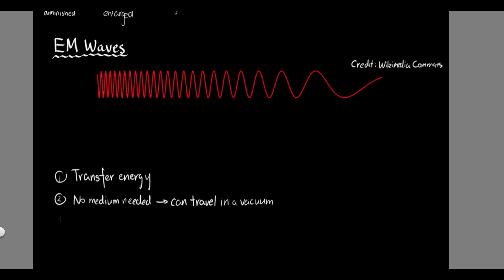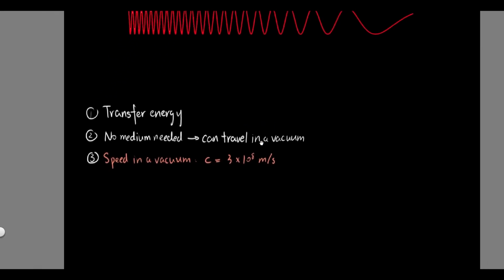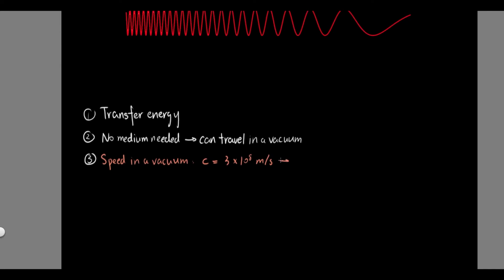And thirdly, I think this one's in the syllabus, so I'll label it red. All of them have a fixed speed in a vacuum, and that is the speed of light we talked about in the previous videos. That is c, or 3 times 10 to the 8th meters per second. That's the speed for all EM waves. I'll just write here, all EM waves. They all have the same speed of 3 times 10 to the 8th meters per second in a vacuum.